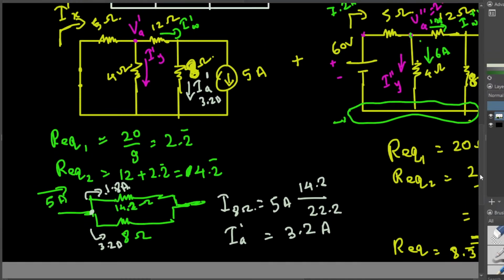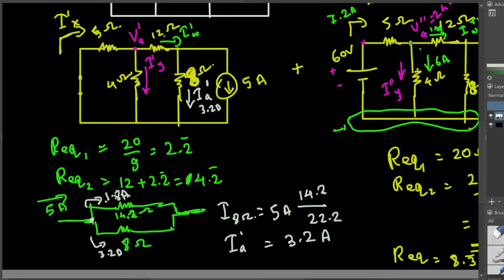That one we called I prime W. That's actually in the opposite direction, so let me put it in the opposite direction. I prime W is equivalent to 1.8 ampere in this circuit. From this one we can solve for I prime Y and I prime X. To find them, we can use the current divider.